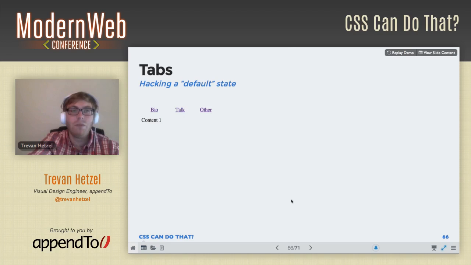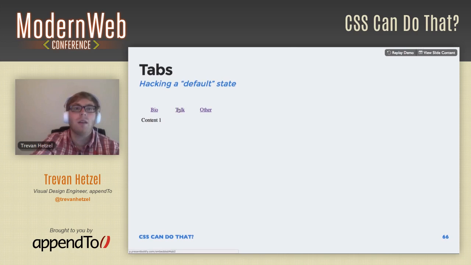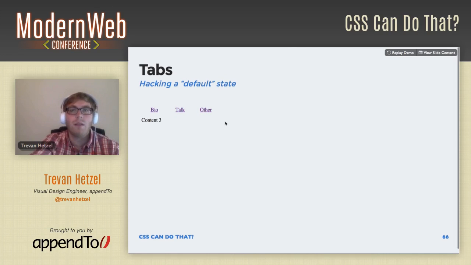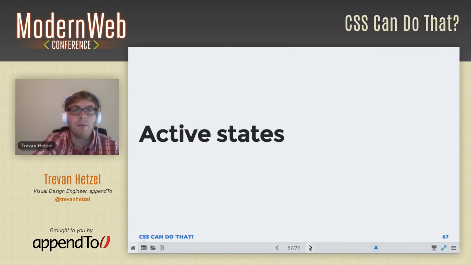If we check that out now, remember bio is the link to content 1, and it's active. Clicking bio doesn't do anything because it's already active. Clicking talk changes to the second pane. Clicking other does as well. So now we have fully functioning CSS tabs. Pretty cool. Again, a downfall of using target is the jumpiness. If you can get over that, then target is awesome. But there's some tabs now.